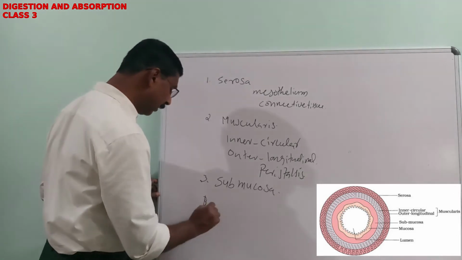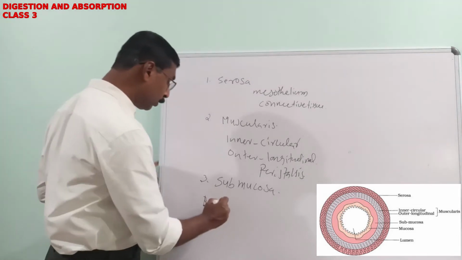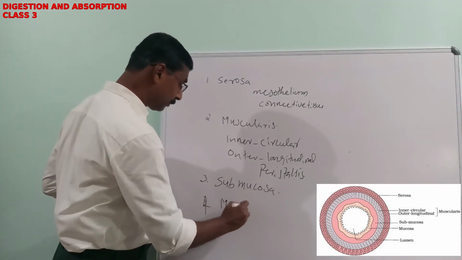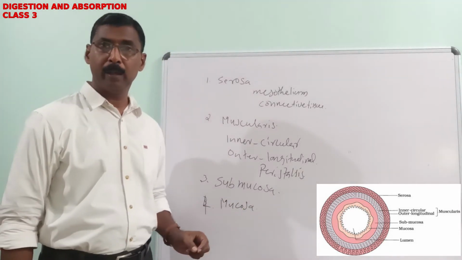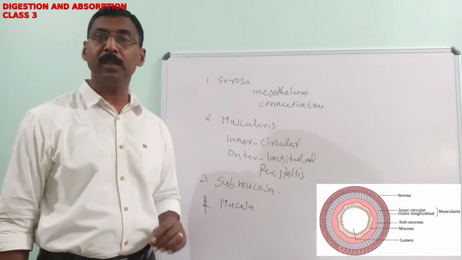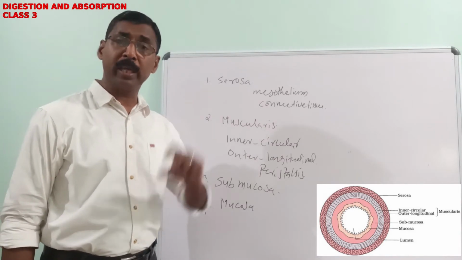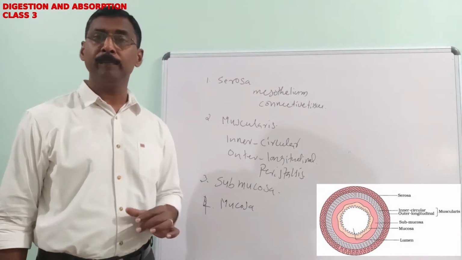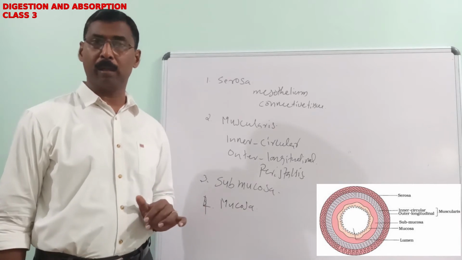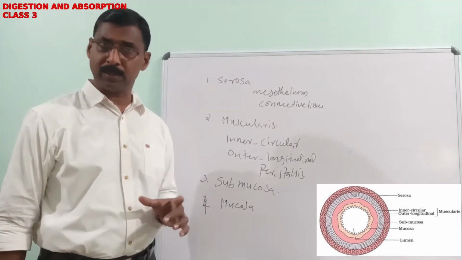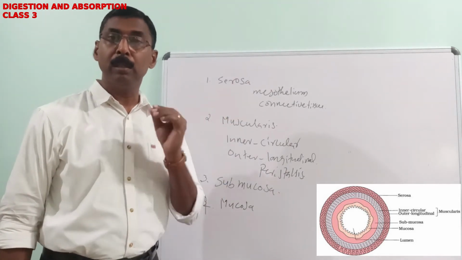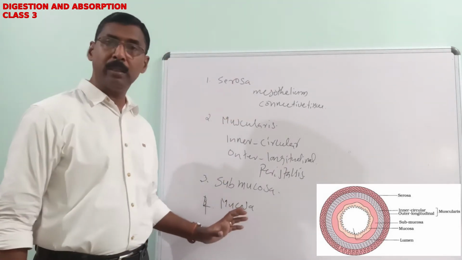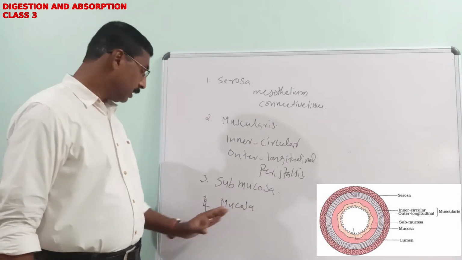And the fourth layer is mucosa. It is the innermost layer. It encloses the lumen of the alimentary canal. What do you mean by the lumen of the alimentary canal? The cavity of the alimentary canal is the lumen, the inner cavity through which the food passes. And immediately surrounding the lumen is the mucosa.